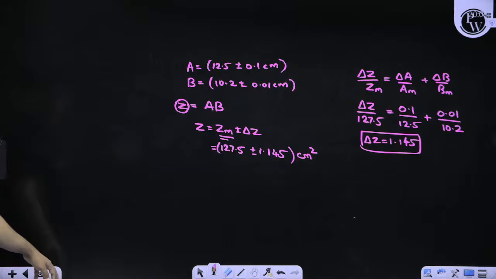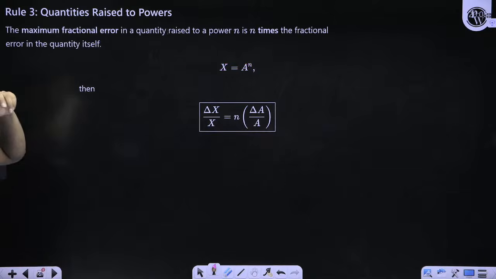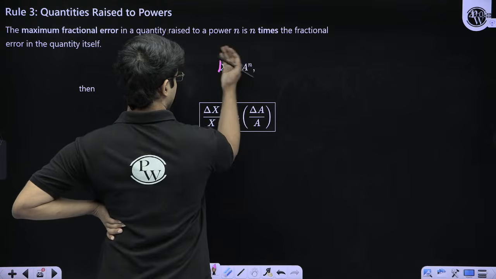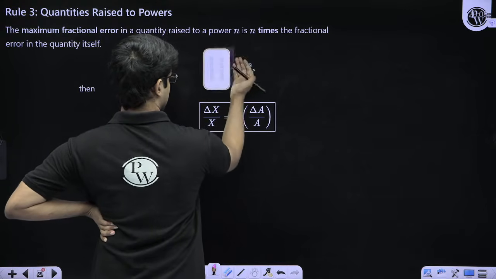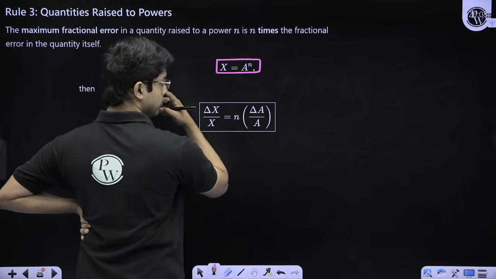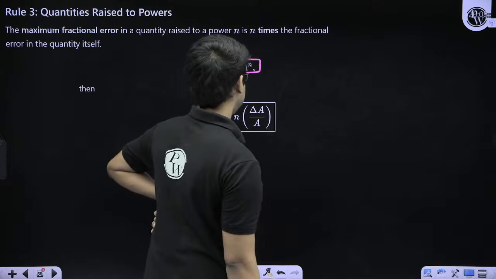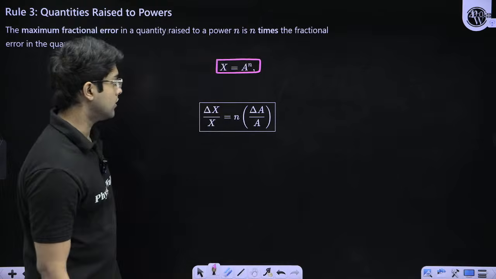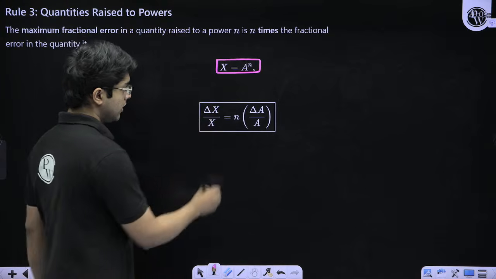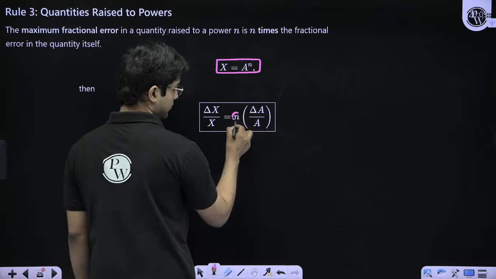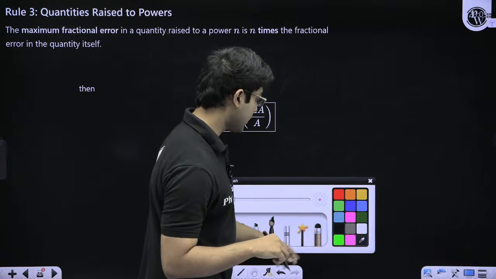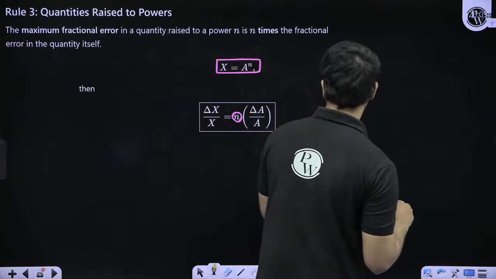Now, okay, so now the thing is, if you have another quantity which is a raised to some power, okay, then here also the fractional error of x, delta x by x, this power will come up front, n times delta a by a, fractional error of a. So this is actually directly proven from the previous fact.